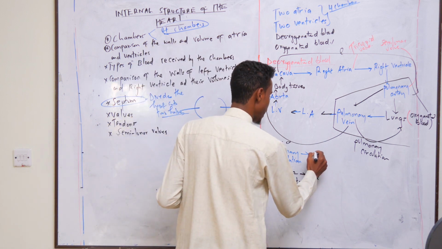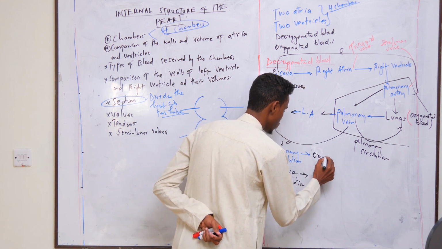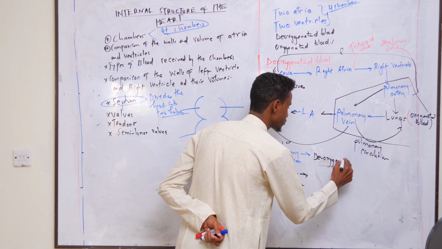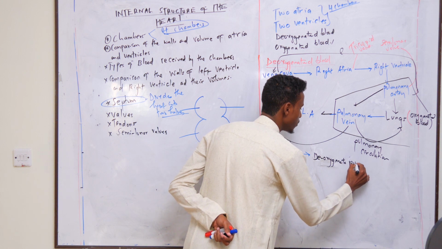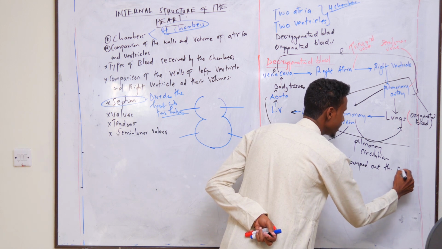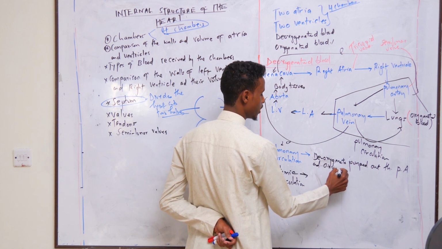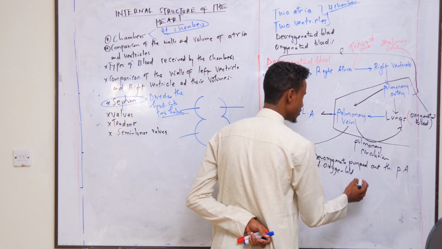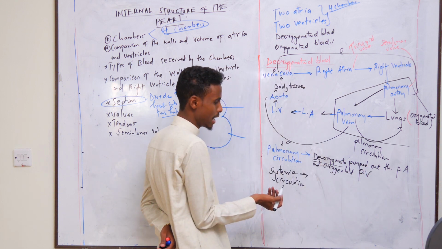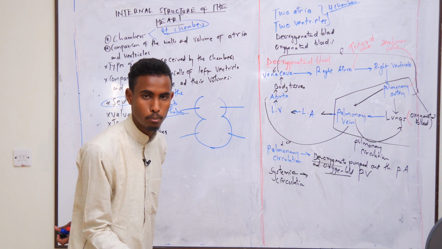Now let me write: deoxygenated blood pumped out through the pulmonary artery, and oxygenated blood returning back to the heart through the pulmonary vein. This one was pumping out deoxygenated blood, and it was receiving oxygenated blood. That is called pulmonary circulation.